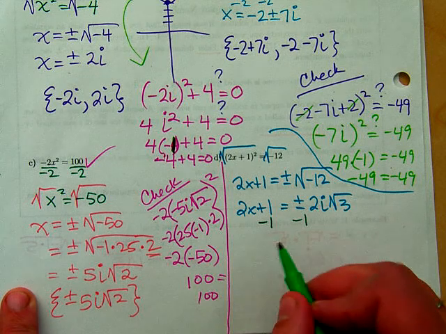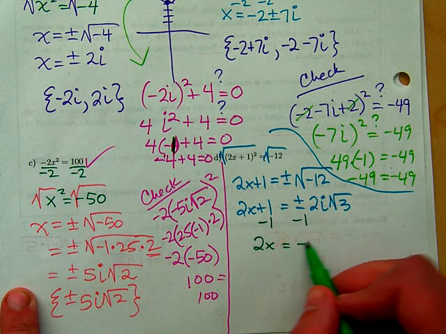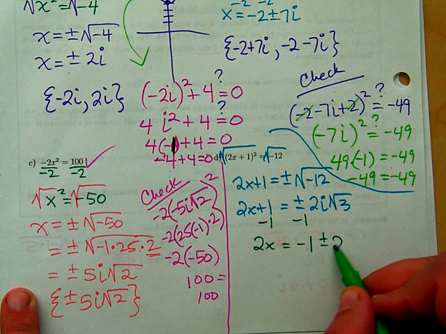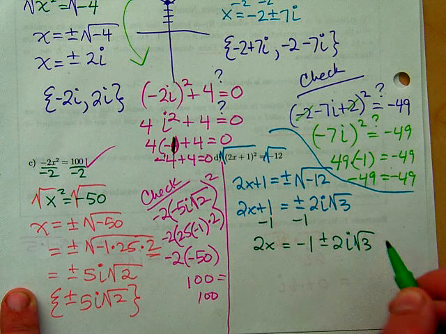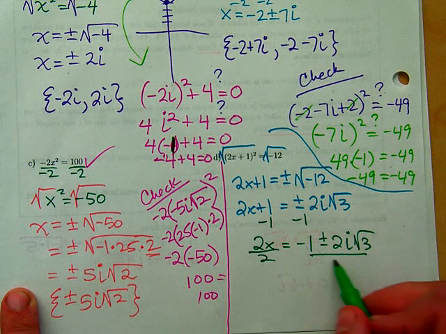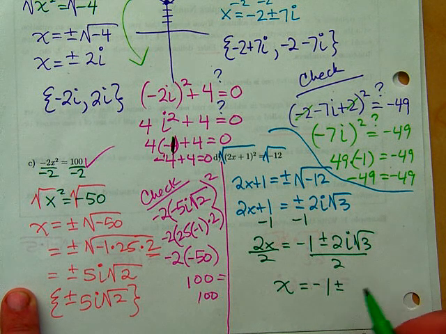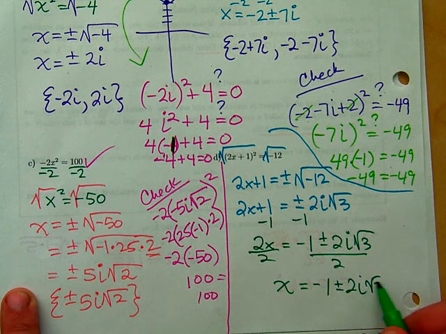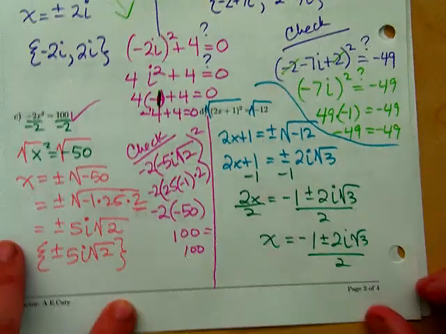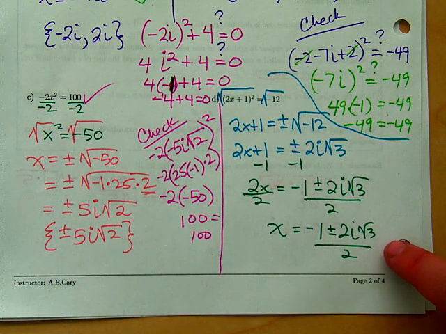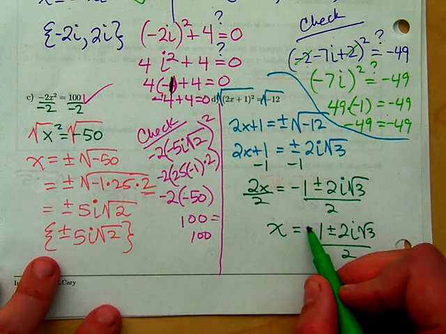Subtract 1. Okay, 2x equals negative 1 plus or minus 2i times radical 3. Divide by 2. X equals negative 1 plus or minus 2i square root of 3 divided by 2. That's what your answer will look like if you do the quadratic formula, right?